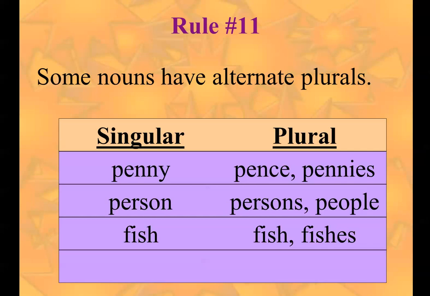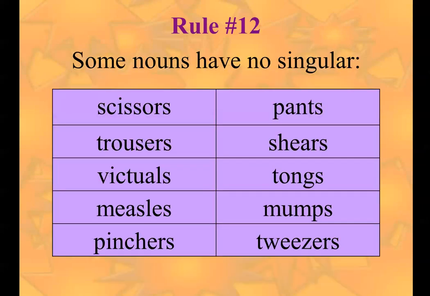Rule number 11. Some nouns can have alternate plurals. For example, in the English language, we have the word penny, and to make it plural, you can talk about pence or pennies. One person becomes two or more persons or two people, and fish can remain fish or become fishes. Rule number 12 is that some nouns have no singular form. You have a pair of scissors, trousers, victuals, measles, pinchers, pants, shears, tongs, mumps, and tweezers.